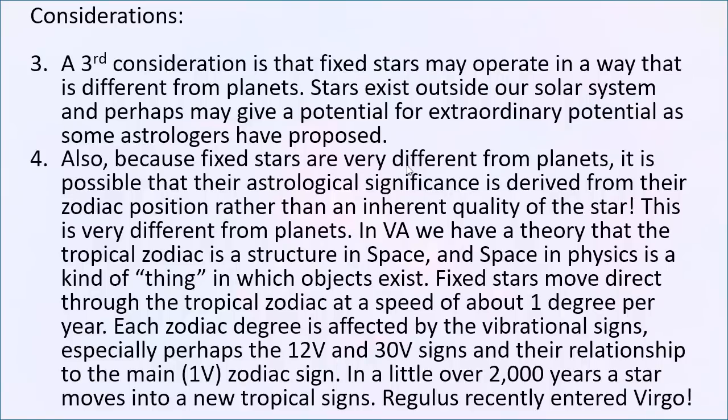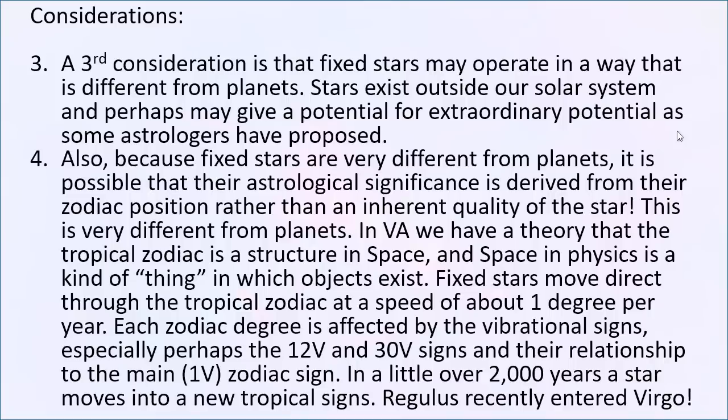Okay, number 4, because fixed stars are very different from planets, it is possible that their astrological significance is derived in a different way. You know, planets have their own meanings. Each planet has meaning. Mercury relates and connects things. Venus is related to attraction to beauty. Mars has to do with getting things done. Jupiter to expanding things.